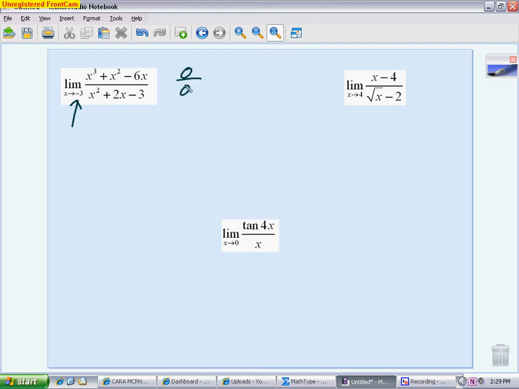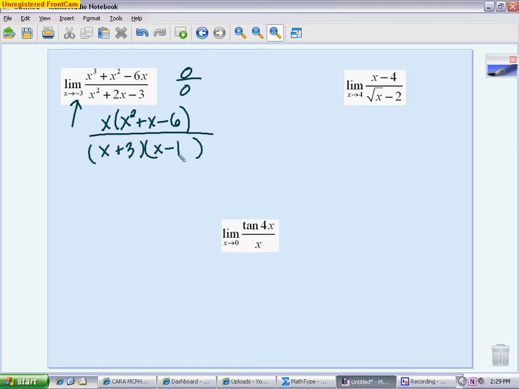So my techniques are to rationalize, to factor, to do some algebra to combine, in this case it's only one fraction, or to use our special trig limits. In this case, obviously, we need to factor. So I'm going to factor the top and the bottom as much as I can. In the numerator, I can take out an x, which leaves me with x squared plus x minus 6. In the denominator, I'm going to go straight to FOIL factor. I get x plus 3, x minus 1.